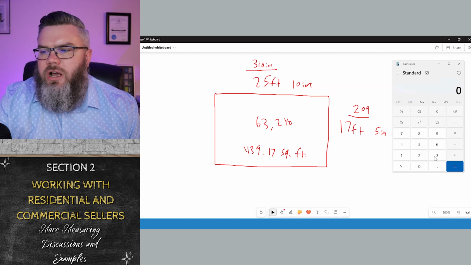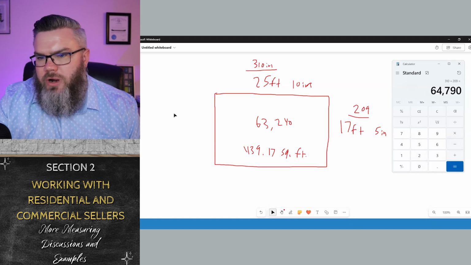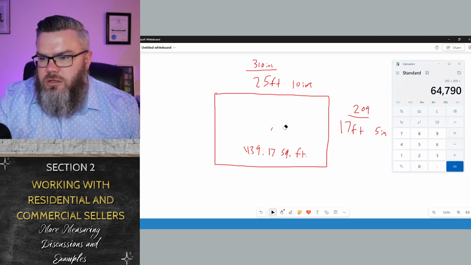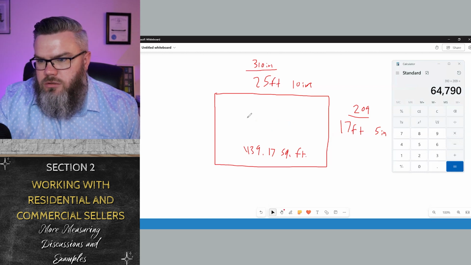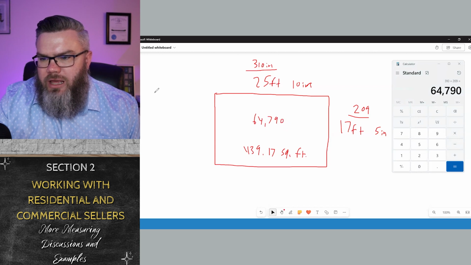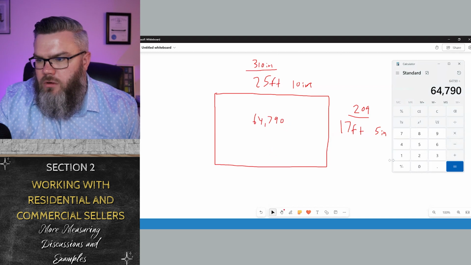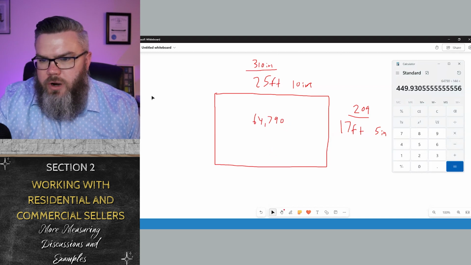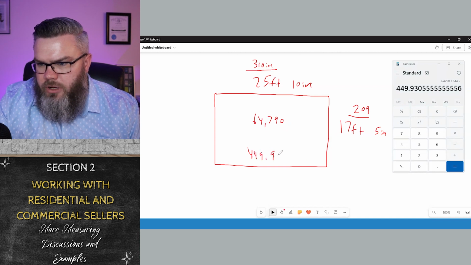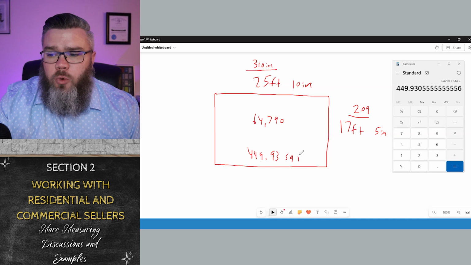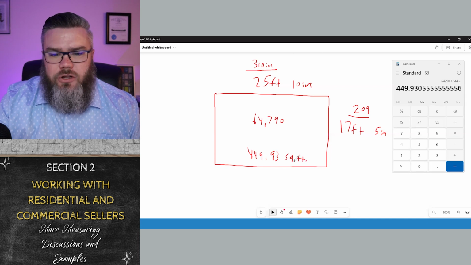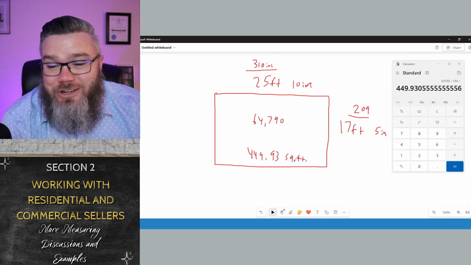Thank you. So, 310 times 209 for the inches. And so, it's actually 64,790 square inches. And then divide that by your 144 now. And so it is 449.93 square feet. And I appreciate you doing that because I am going to compare it to what I'm doing next. And I would have been sitting there scratching my head as to why my math was off. So I'm glad you pointed that out.